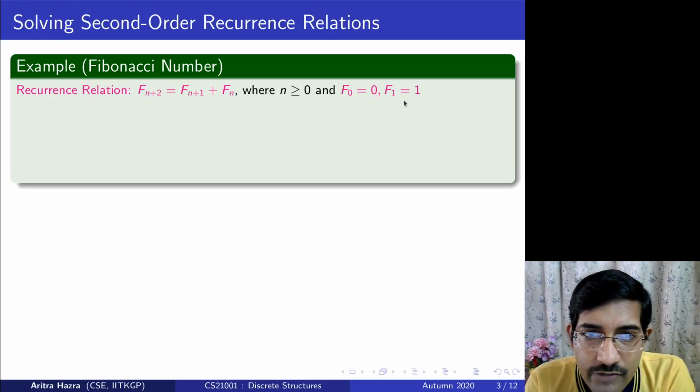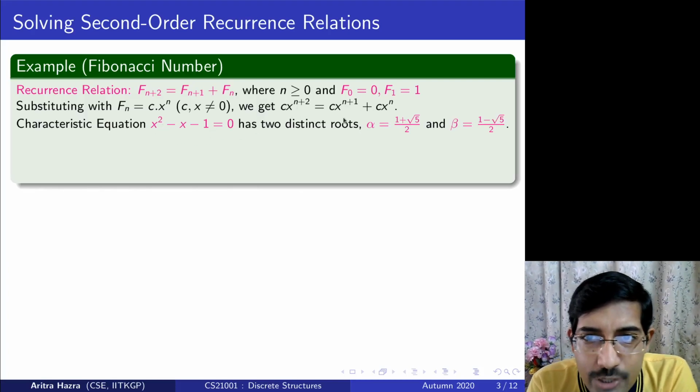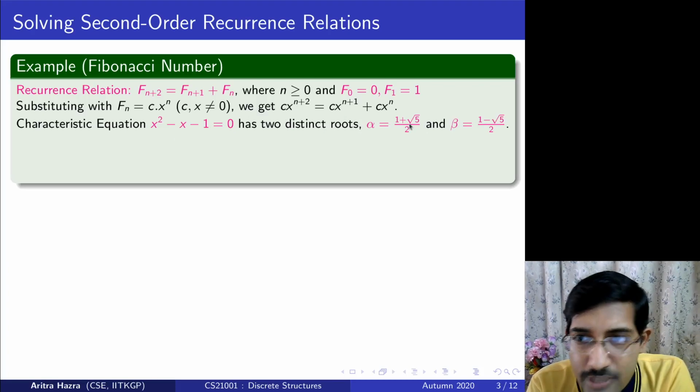So I will first formulate my characteristic equation by substituting. It will be x square minus x minus 1, because x is not equal to 0, so this term simplifies as this. And you know this has two distinct roots. Using minus b plus minus root over b square minus 4ac over 2a, you get this one as one root and this one as another root. I call them alpha and beta.